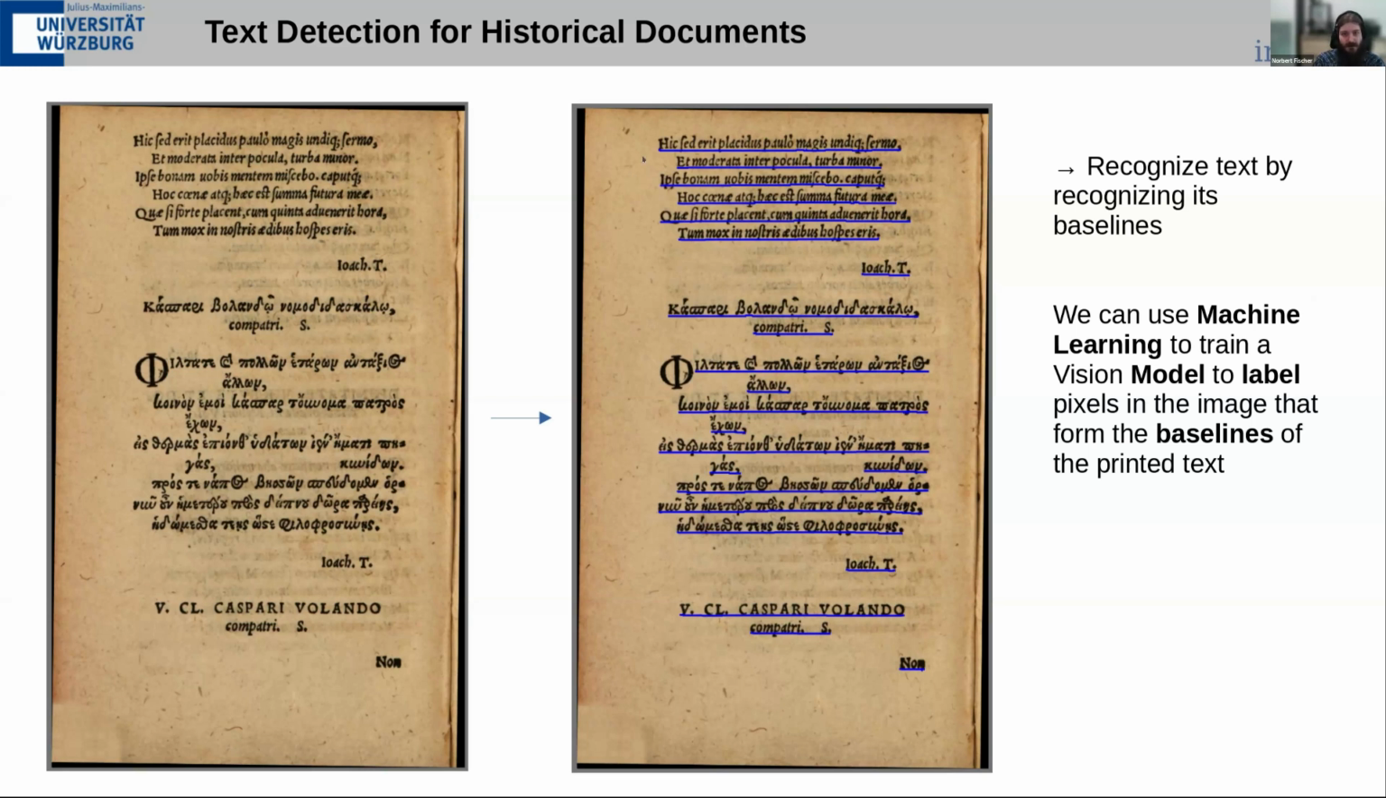As you can see here, one possibility is to identify text by recognizing the baselines of the text. The baseline is the virtual line under a text line where each individual character sits upon. Now, labeling this by hand would, of course, not be very efficient, and because we have to do it for 20,000 pages, it would take a very long time. So we opted to use machine learning in order to train a computer vision model. And this computer vision model can then label individual pixels in our image that form the baselines of the printed text.